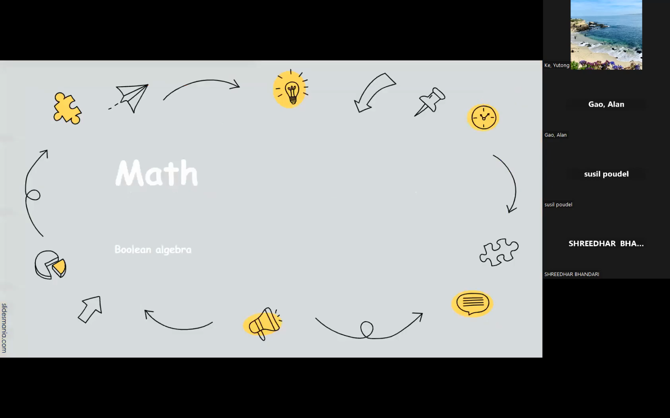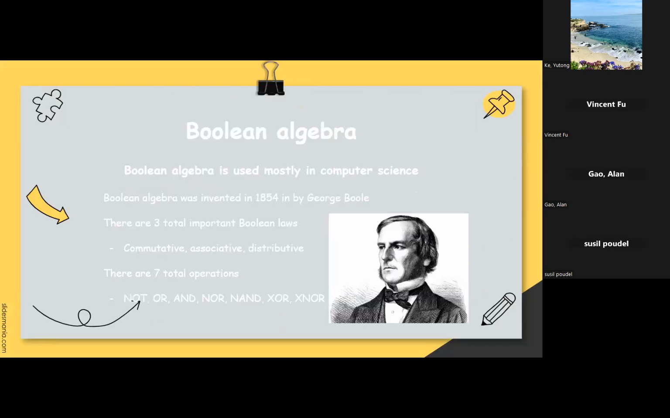Next section is math. Okay, so today in math, we're going to be doing something called Boolean algebra. This is more of an intersection between math, logic, and computer science. Boolean algebra was invented in 1854 by George Boole. That's why it's called Boolean algebra. And there's three important laws. You've probably seen these laws before in math: commutative, associative, and distributive laws. And there are seven total operators. You guys probably have not seen this unless you already learned this before: NOT, OR, AND, NOR, NAND, XOR, and XNOR.